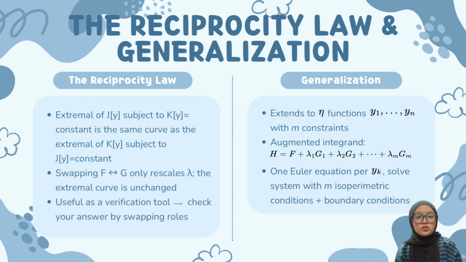So, extremize one functional while holding another fixed, using lambda to fold both into one auxiliary functional, solve in 3 steps, and checkable by reciprocity. Next, AIMAN will be covering the example and the application of the isoperimetric problem.